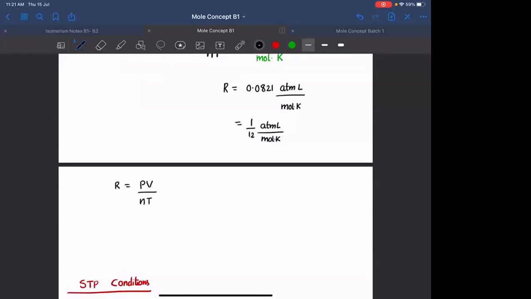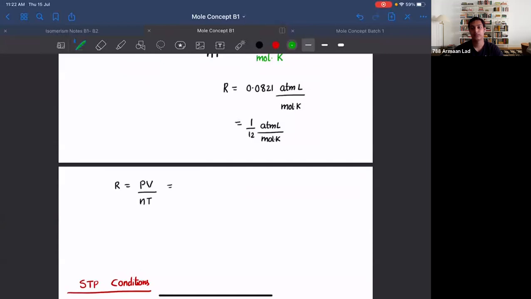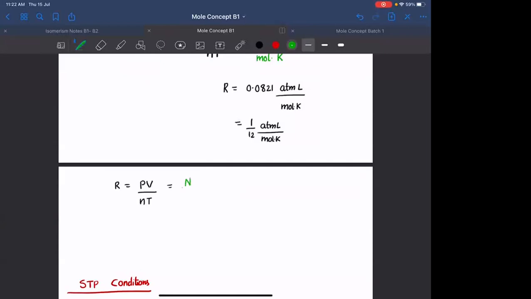R equals PV upon nT. What is the SI unit of pressure? Pascal, which is nothing but Newton per meter square. What is the SI unit of volume? Meter cube, divided by mole. SI unit of temperature is Kelvin, which is nothing but Newton meter upon mole Kelvin.